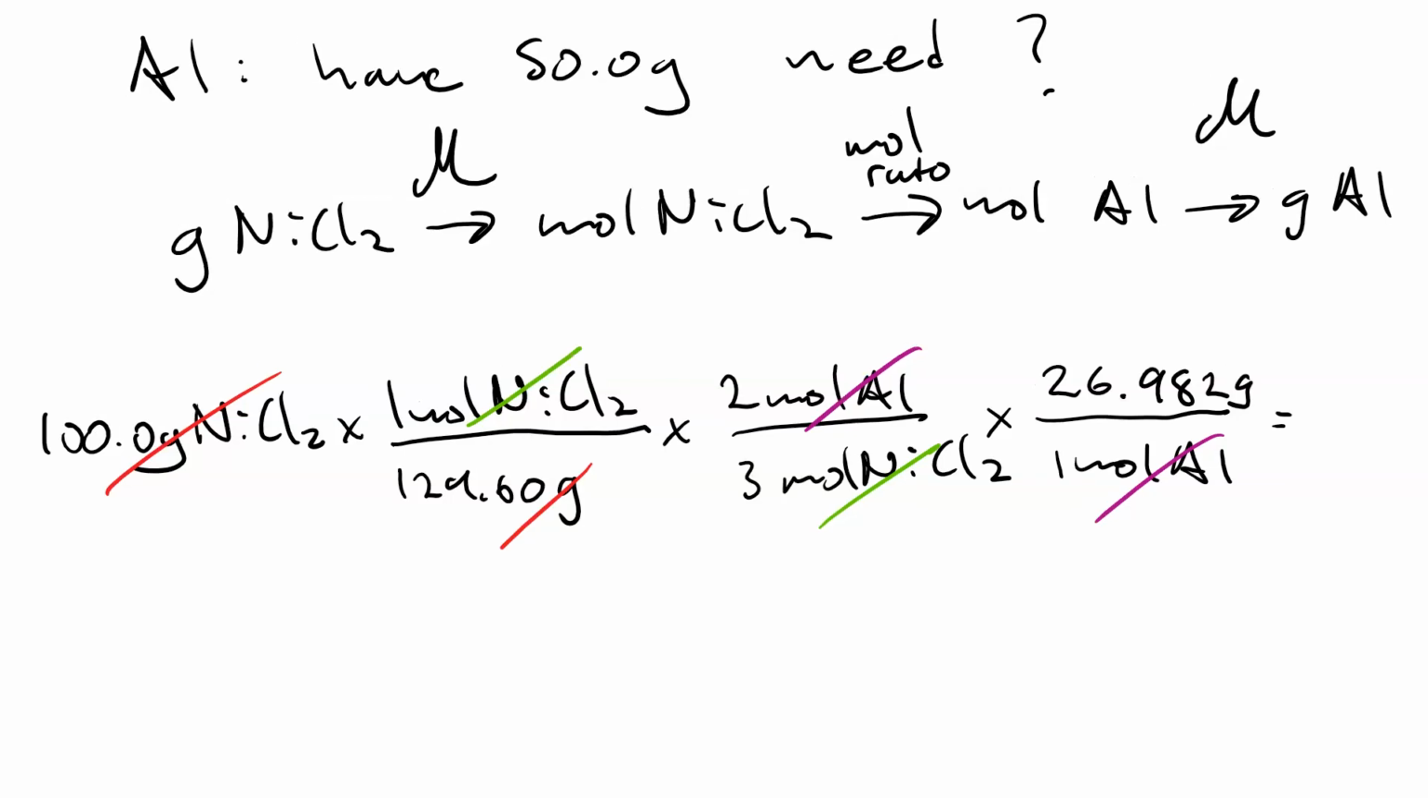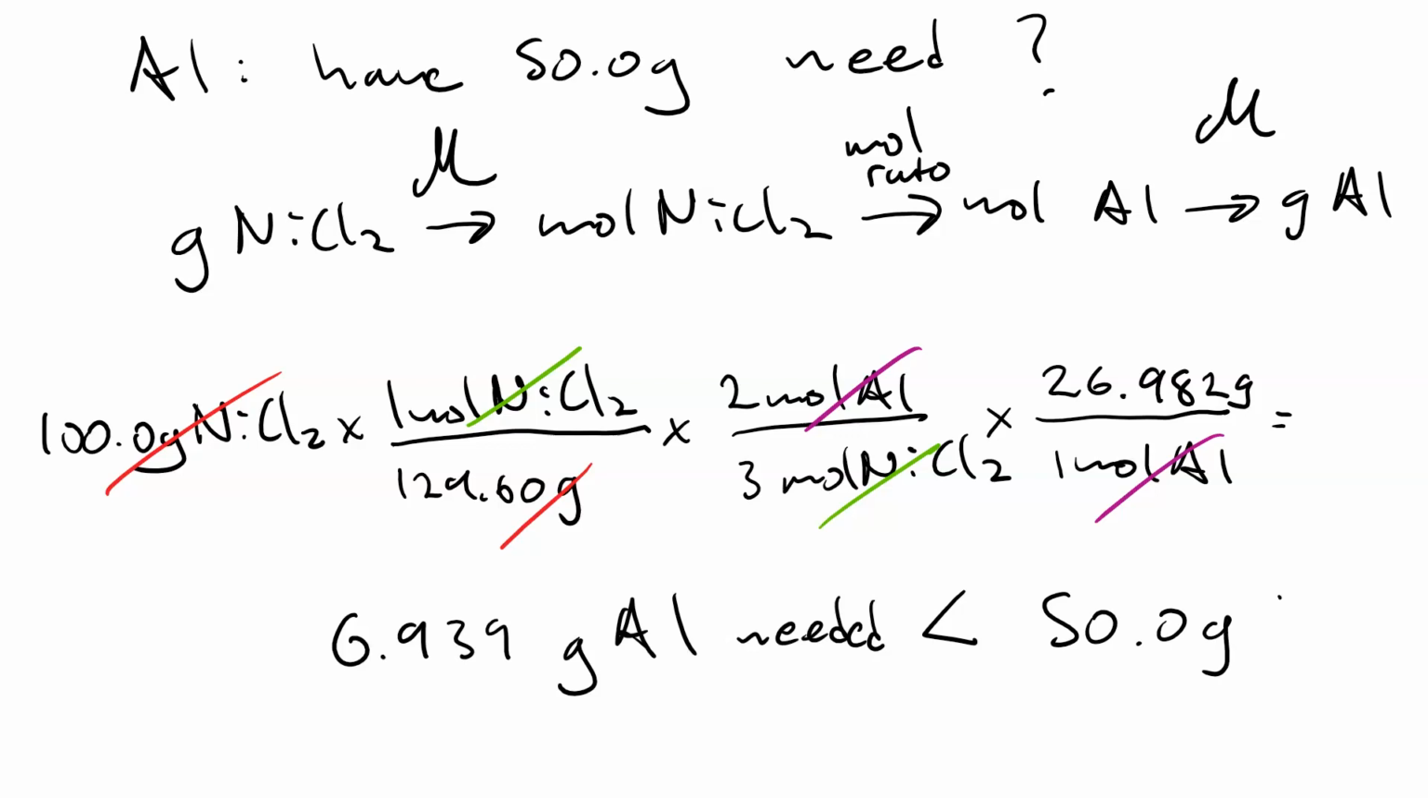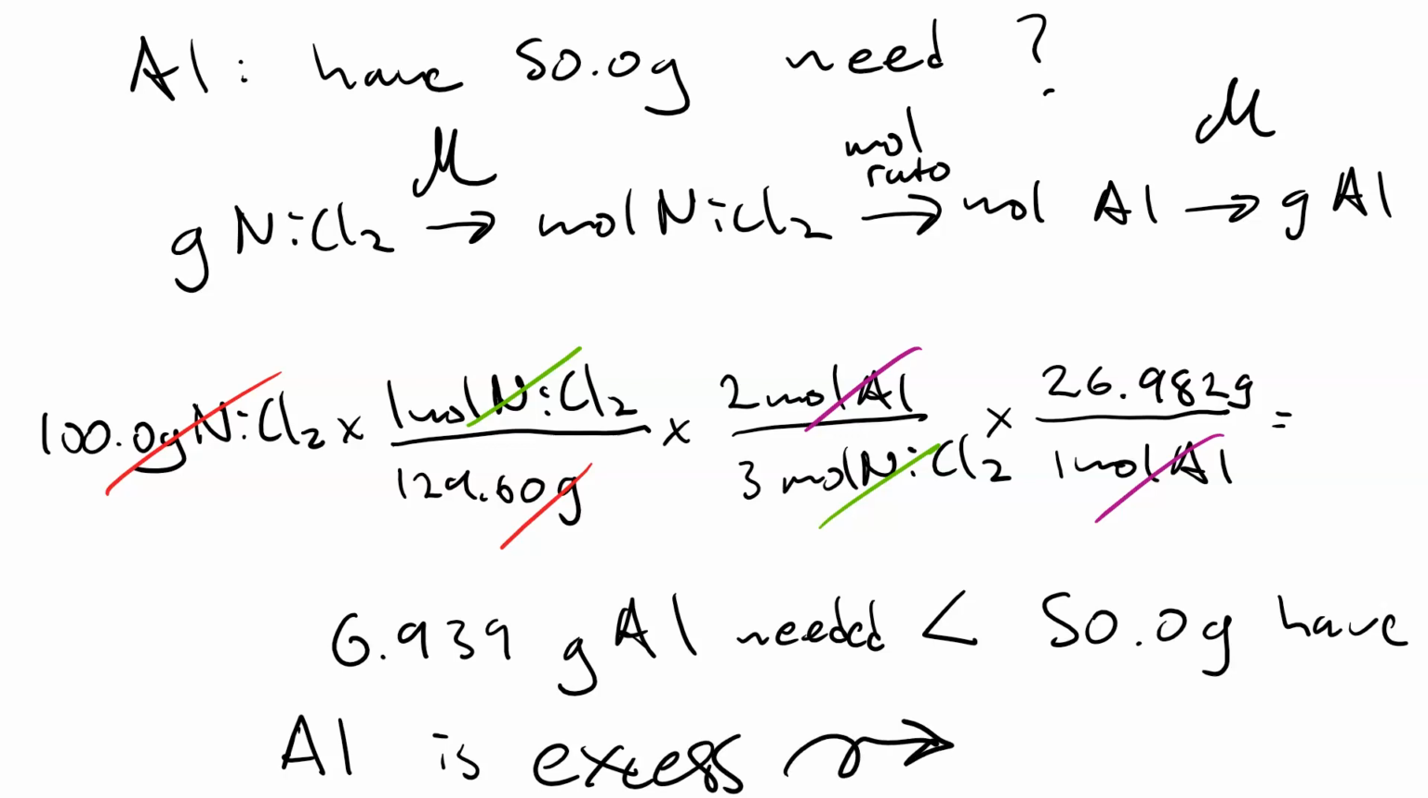So when I do the calculation, I get that I need 6.939 grams of aluminum. That is much less than the 50.0 grams that I have. Right? So I need less than I have. In other words, I have more than I need. Aluminum is the excess, which means that the nickel chloride is the limiting reagent, the LR.